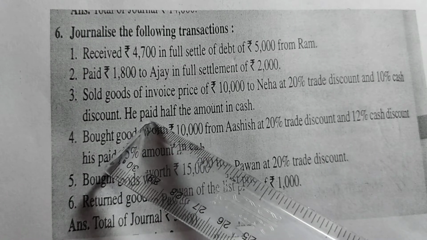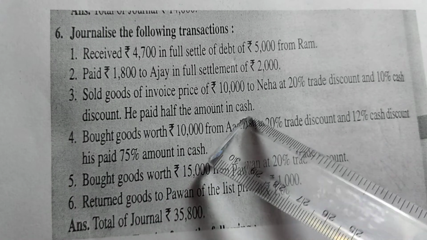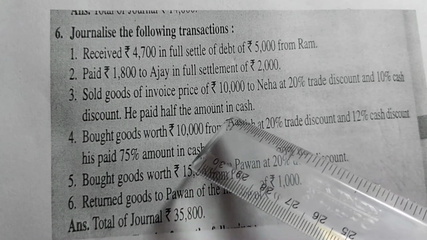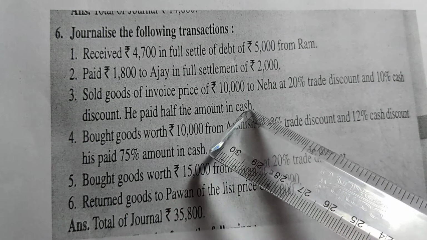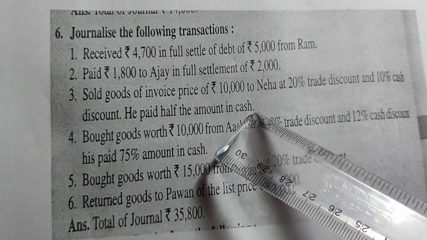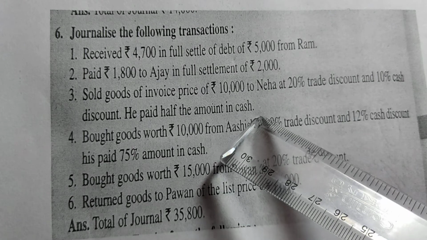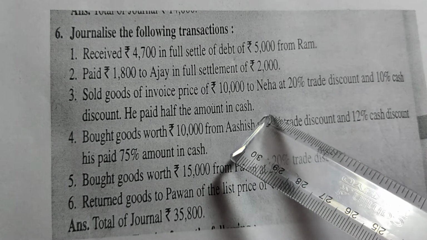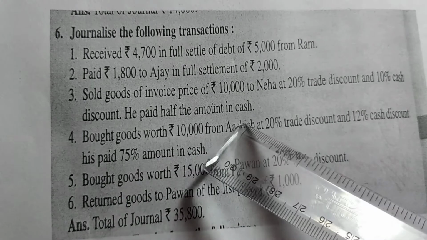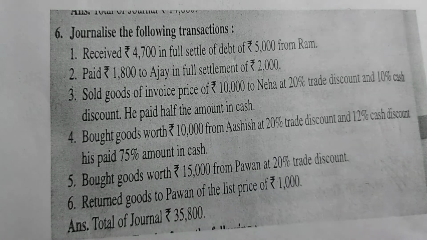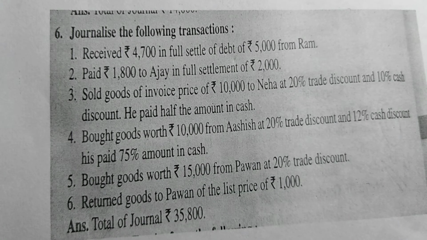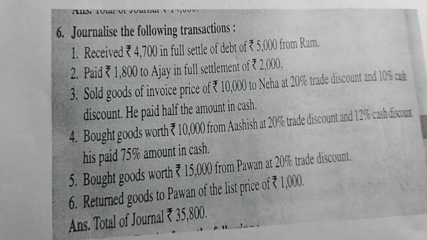But they paid only half the amount in cash. That means cash discount will be given only to the amount paid. Okay, that means half of the sales will be considered as credit sales. So whenever half payment is given, we have to prepare the working note. Okay, so let's see the working note, then we'll prepare the journal entry.